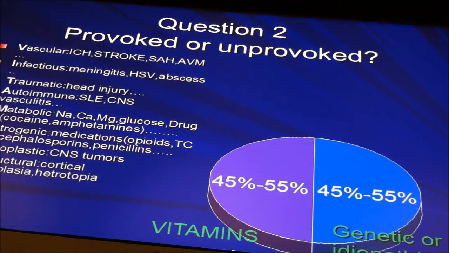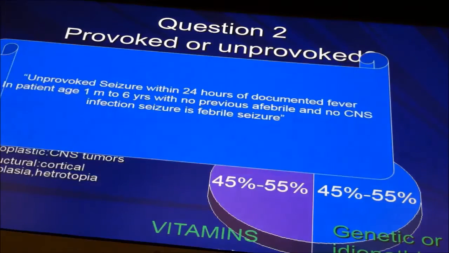Now, question number 2. Is it seizure or not? It is seizure. Is it provoked or not? Then we look at the vitamins. I'm not going to go into details on that. We're going to go to the more exciting part of the presentation. Idiopathic, 55%. Provoked, these ones are 45%.